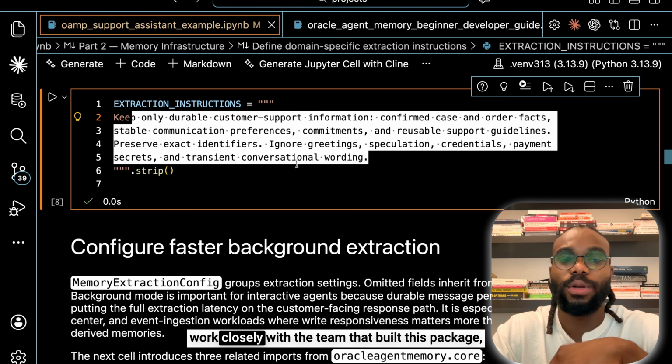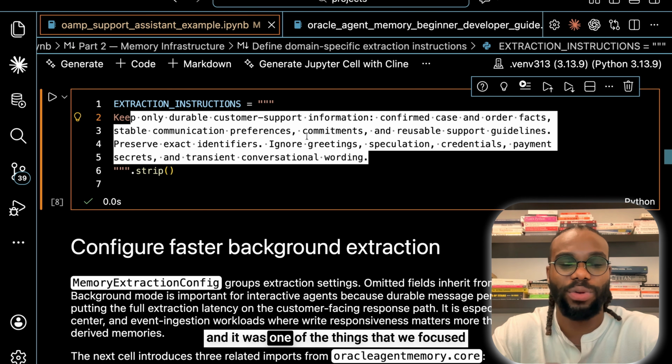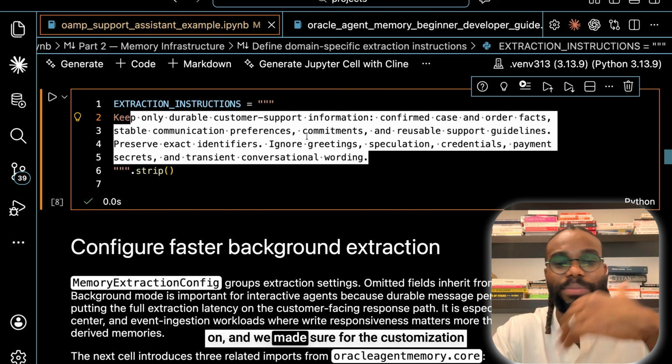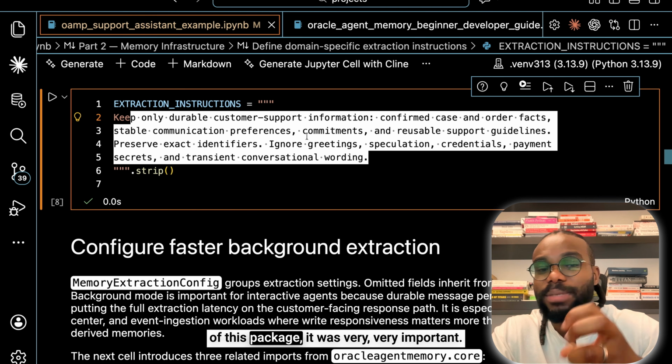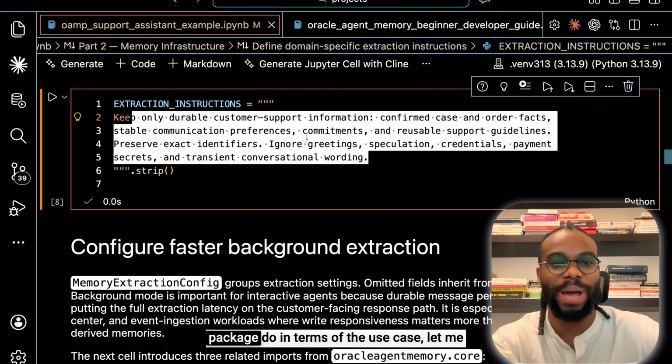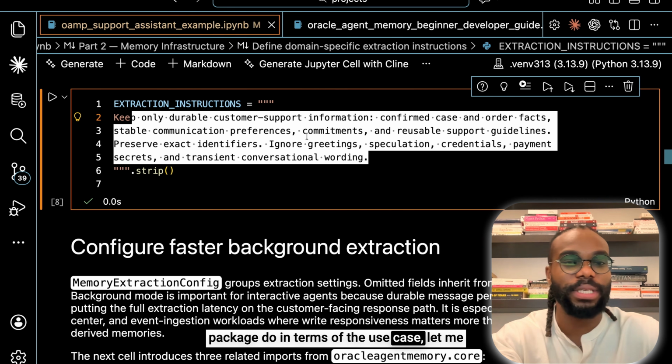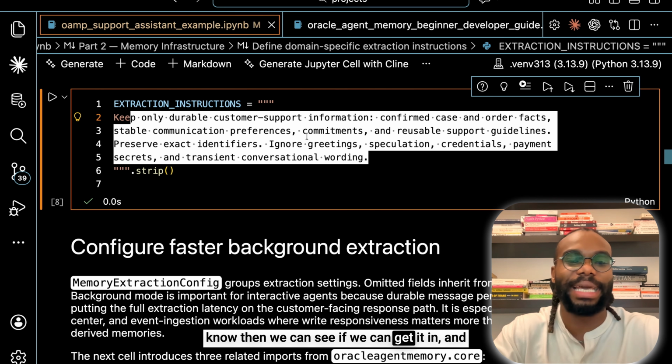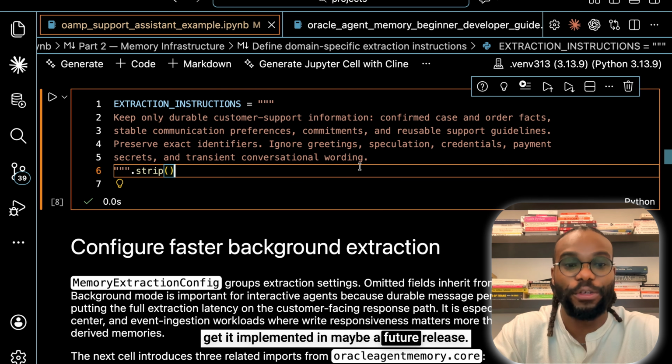And I work closely with the team that built this package, and it was one of the things that we focused on. We made sure that customization of this package was very, very important. But if there's anything you want to see this package do in terms of the use case, let me know, then we can see if we can get it implemented in maybe a future release.